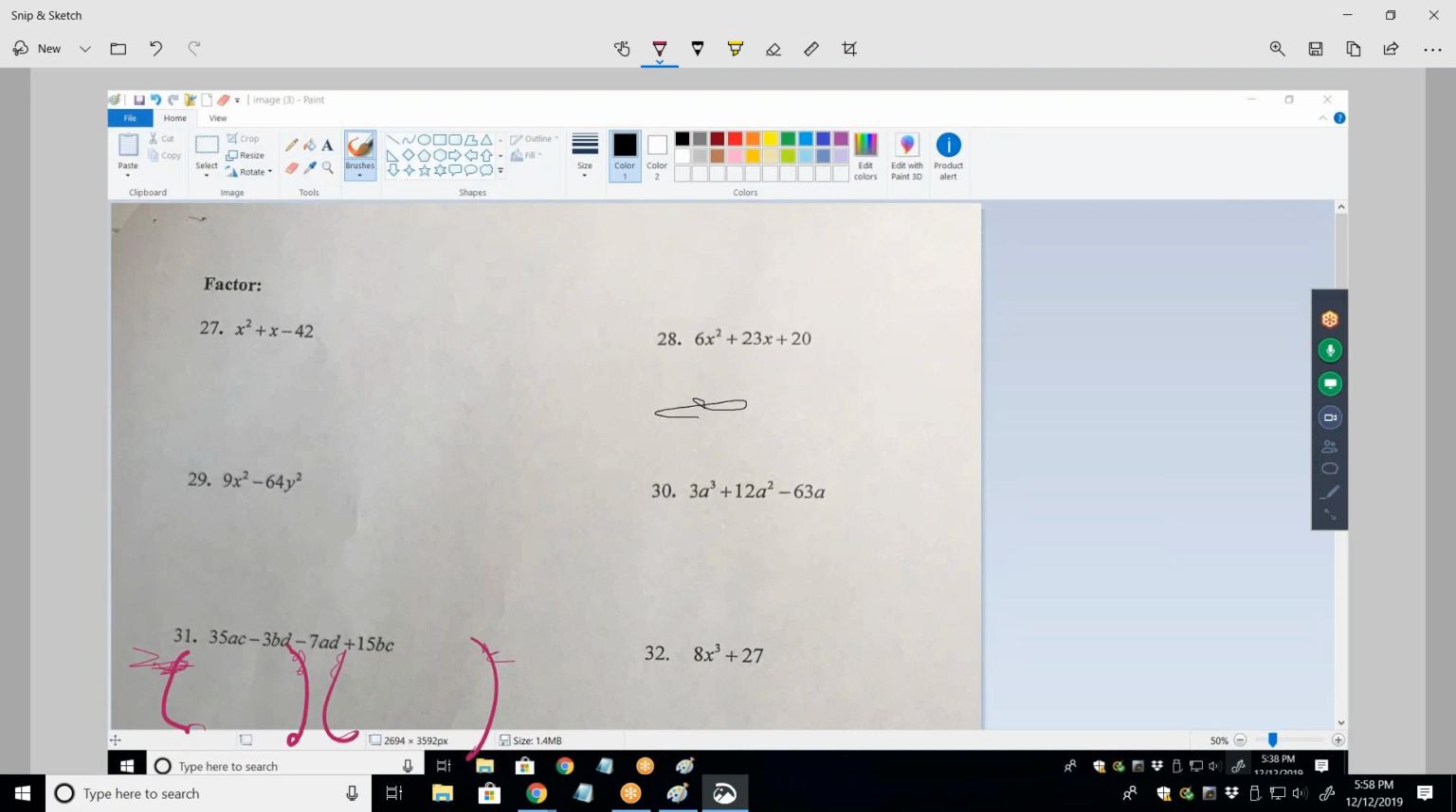First of all, I got to split up the 35ac. Well, I'm going to try 7a and 5c. Does that multiply together to give you 35ac? Yeah. Okay. Next, I'm going to take the last term, and I'm going to try to split that up, and I'm just going to guess and call it 3b and 5c.